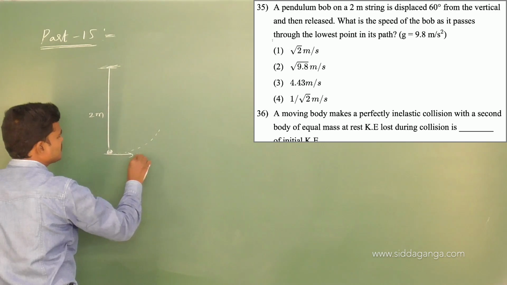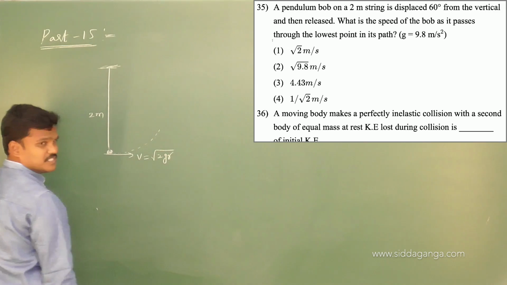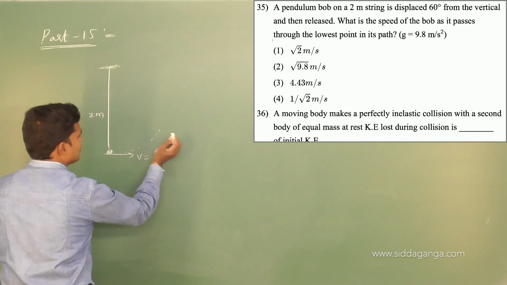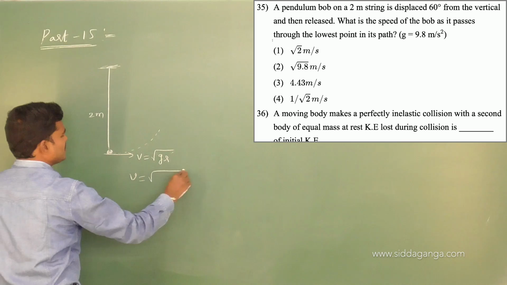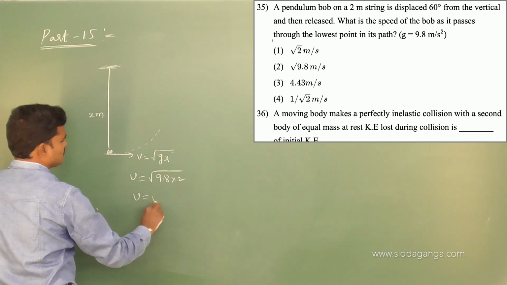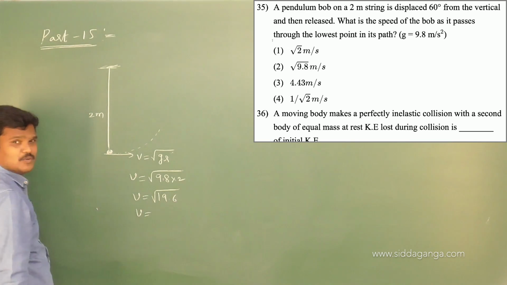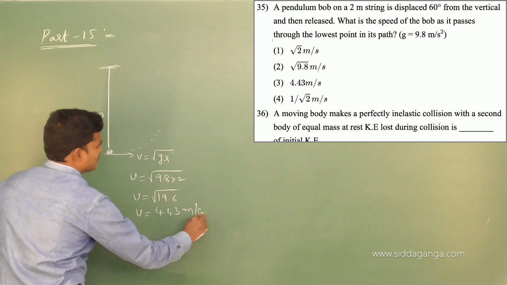So once it passes through the lowest point, we know the formula 2gh. Okay, sorry, it is not 2gr directly, because it moves with uniform speed. V is equal to root gr. G is 9.8. R is nothing but 2. V is equal to how much will you get? Root 19.6, which is approximately, check it, 4.43 meter per second.